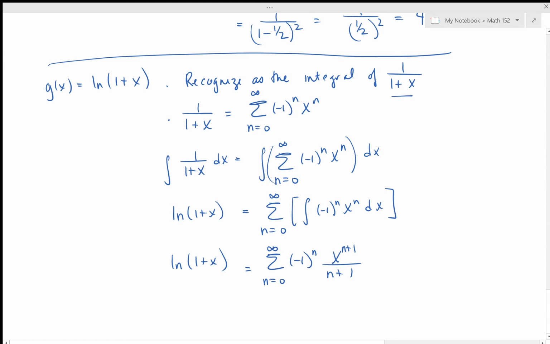And the radius of convergence is equal to 1. We started with a radius of convergence of 1 here, r was equal to 1 here, and that is preserved as we go through with the integrating. So now I managed to find a power series for the log function.